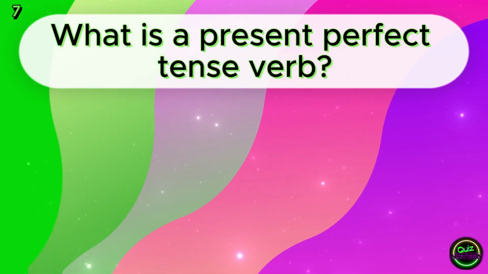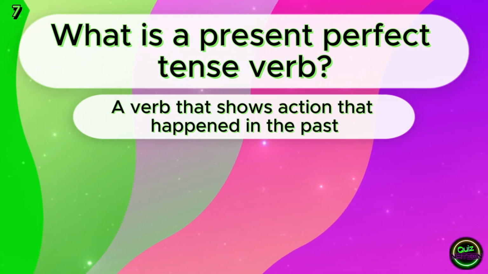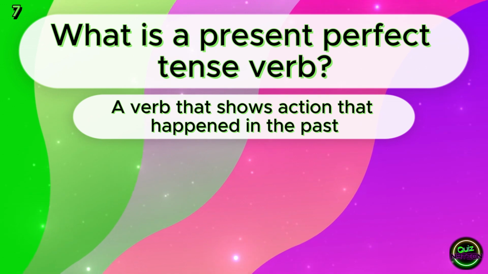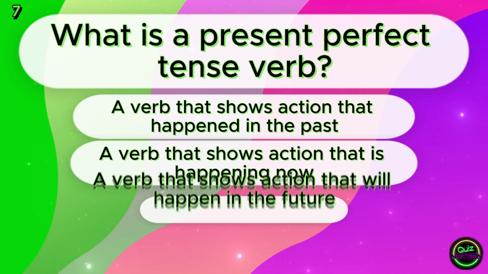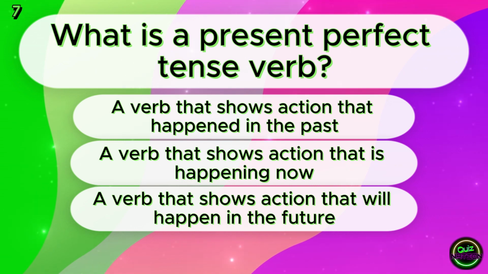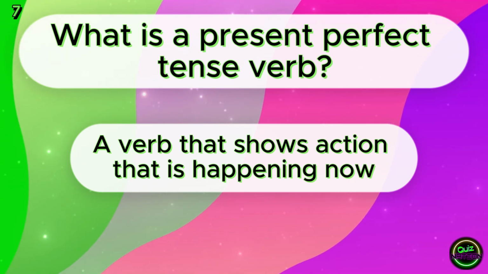What is a present perfect tense verb? A verb that shows action that happened in the past. A verb that shows action that is happening now. A verb that shows action that will happen in the future. The answer: a verb that shows action that is happening now.